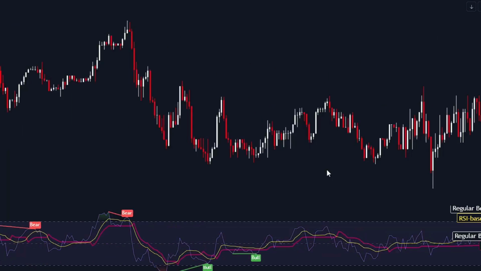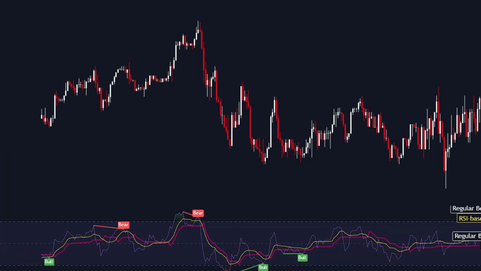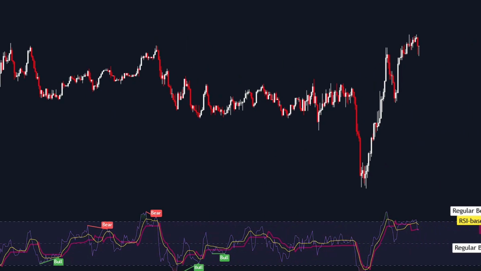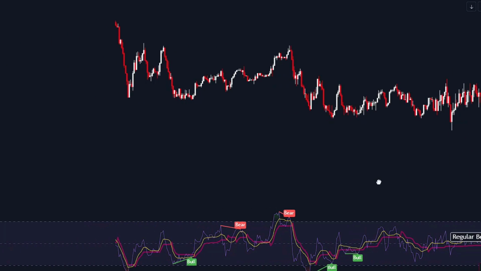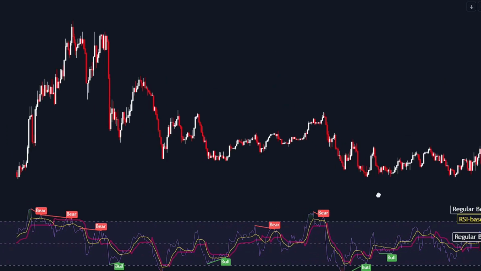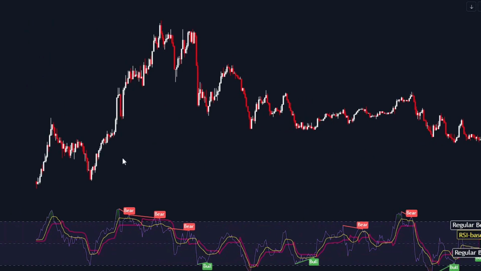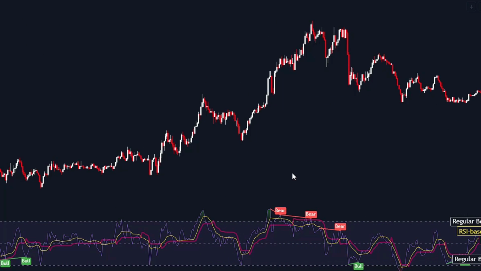Let's break down what you're seeing on the chart. The purple line represents the RSI itself, set to the default 14 period. The yellow line is the RSI moving average, offering a smoother view of RSI trends. And finally, the red line is the MD line, indicating buy-sell signals.